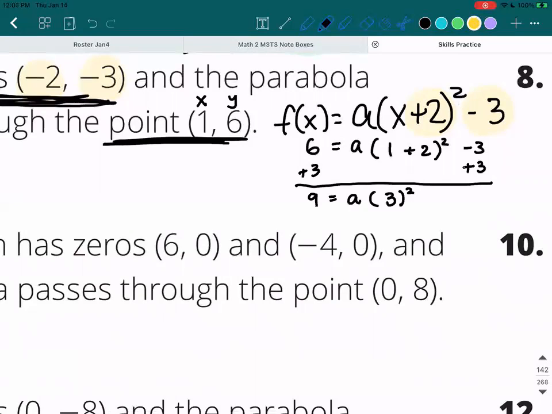And then let's simplify out what 3 squared is. I'm going to continue writing over here because it's where I have space. 9 is equal to a times 3 squared. 3 squared is 9. So we have a times 9. When you get rid of the multiplying, you're going to do the opposite. So we're going to divide by 9 on both sides. So then the multiply by 9 cancels with the divide by 9, leaving us with a. And then 9 divided by 9 is just 1. So we found our a value. Our a value is 1.